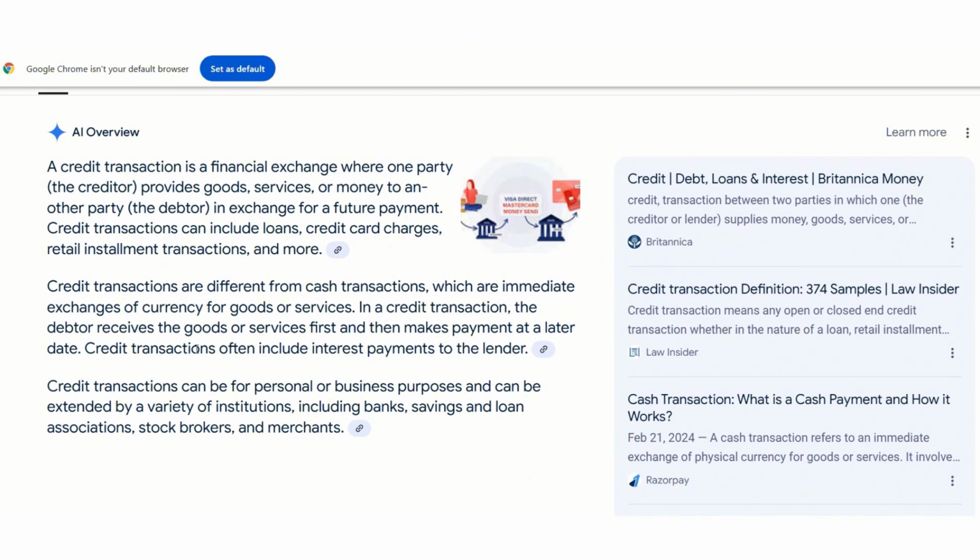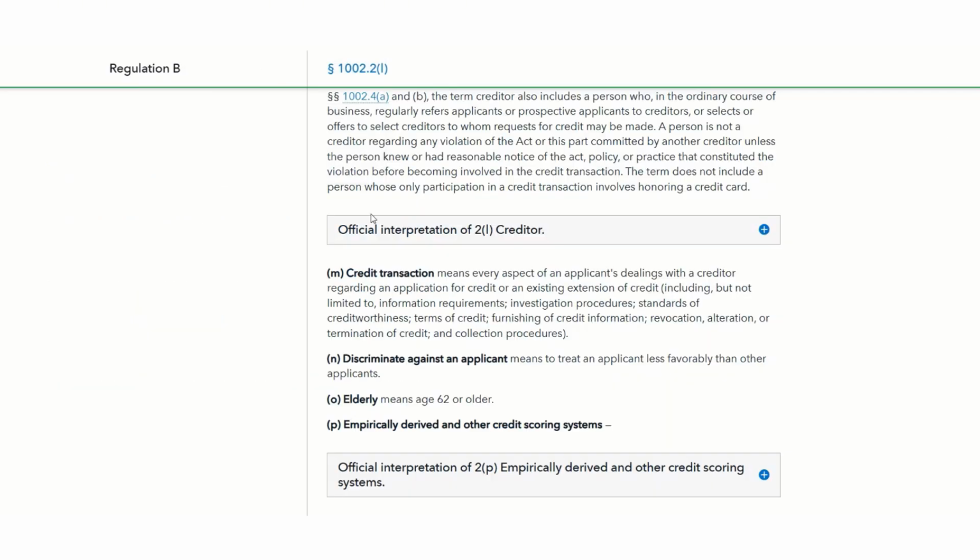So credit transactions often include interest payments to the lender. Every time they send you a statement, that is also a form of a credit transaction. Let's just make that clear. Every time they send you a statement, that's considered a credit transaction. So there are repeated credit transactions.